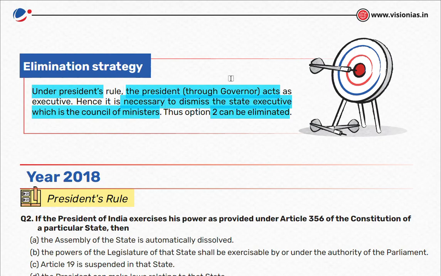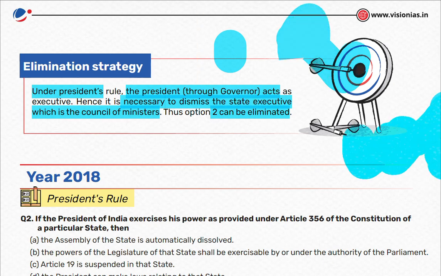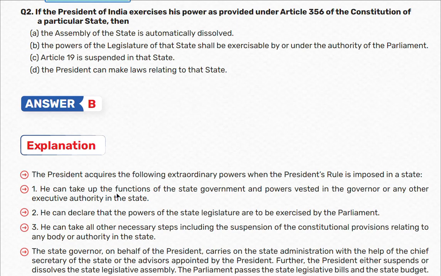Okay, so just remember that whenever there is President's rule in the state, the council of ministers headed by the chief minister would be dismissed by the president. Okay, so that is the thing. Now, the very next year, again a question comes from the President's rule only. So let us see this question.